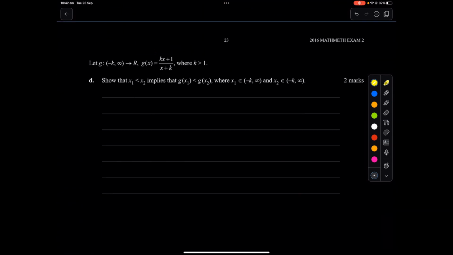Let g be from -k to infinity. G of x is this, where k is greater than 1. Show that x1 is less than x2 implies that g(x1) is less than g(x2).